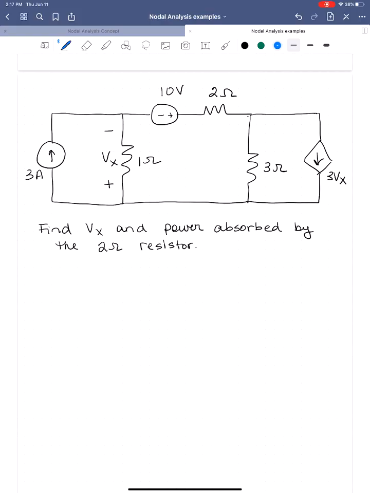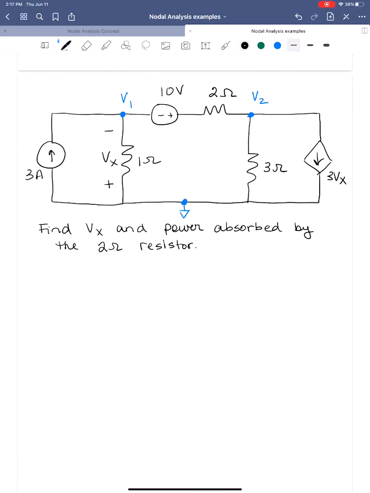Okay, so identify nodes. We've got a node down here at the bottom where everything's connected. We have a node here, and we have a node here. I'm going to ground this bottom node here. I'm going to call this V1 and that V2.